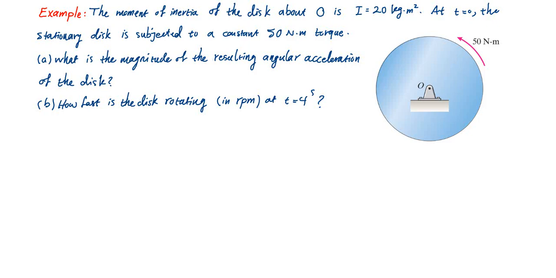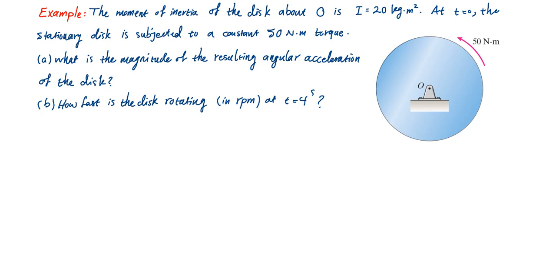So this one, we have a disk. It's rotating about point O, right? So it's a rotational motion. Point O is fixed. We know the mass moment of inertia, or as it's referred to here, moment of inertia, 20 kilogram meter squared. Based on the unit, we know it's the mass moment of inertia. At t equals 0, the disk is stationary, so the motion starts from 0, right? The initial angular velocity is 0, and the disk is subjected to a constant 50 Newton meter torque, right? Counterclockwise direction.